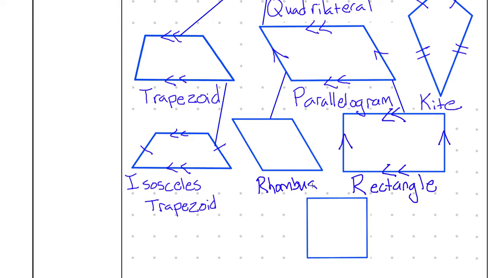I just wanted to say rhombus. This is not a rhombus, though. A rectangle cannot be a rhombus unless it is a square.